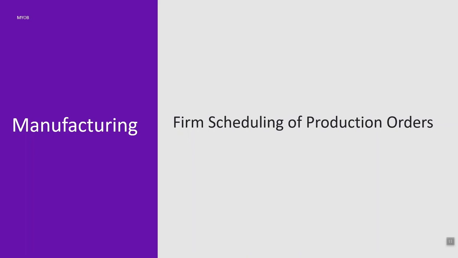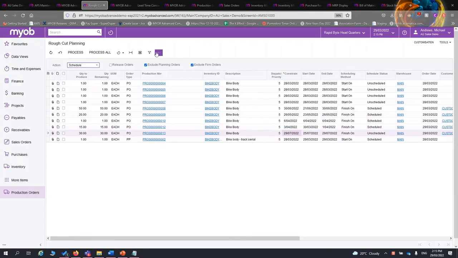For production orders with high priorities or that need to have a strict production date, the production managers might want to lock in the schedule dates. MYOB Advanced version 2021.2 introduces the ability to do that by firming a production order. Firm production orders are, by default, excluded from the rough cut planning screen and are therefore protected from being rescheduled. In the rough cut planning screen, there are two new actions, firm and undo firm.